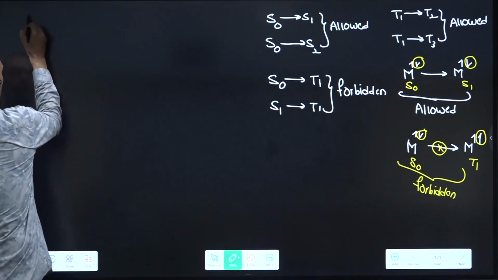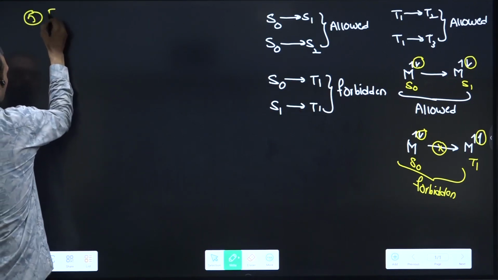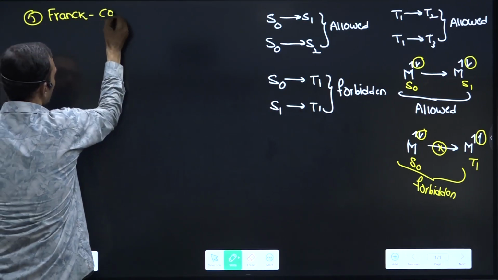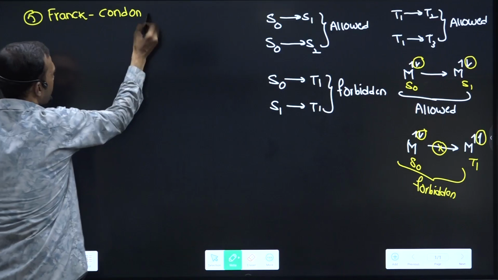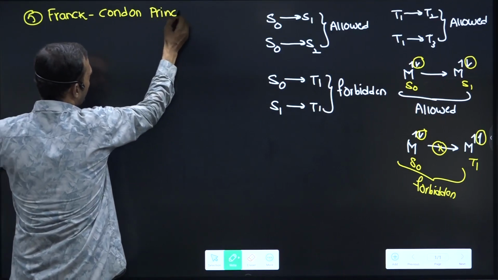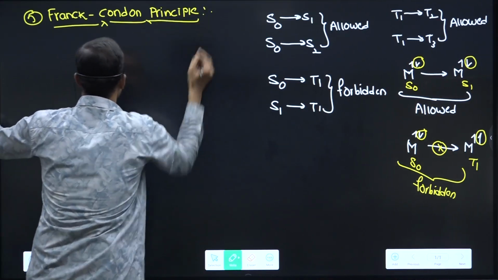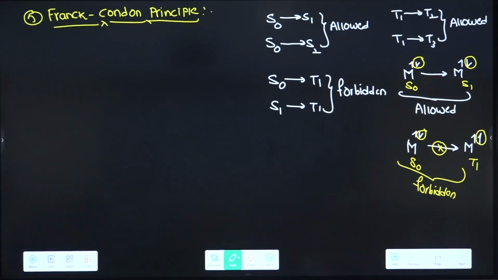Next, this is the last one in the case of electronic transition: the Franck-Condon principle.